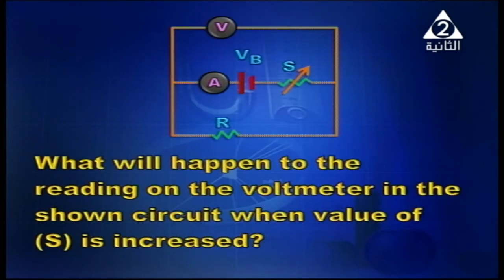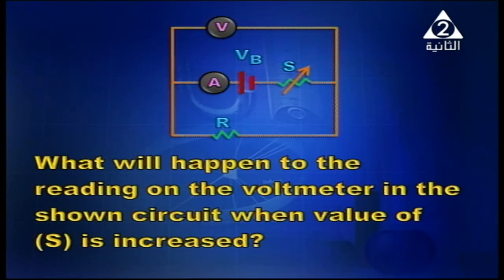We've got another circuit, and this is very important. And you're asked what will happen to the reading on the voltmeter in the circuit shown when the value of the variable resistance S is increased. Your attention, please. The voltmeter here measures what? It measures not the terminal voltage, it measures the voltage applied across the resistance R.